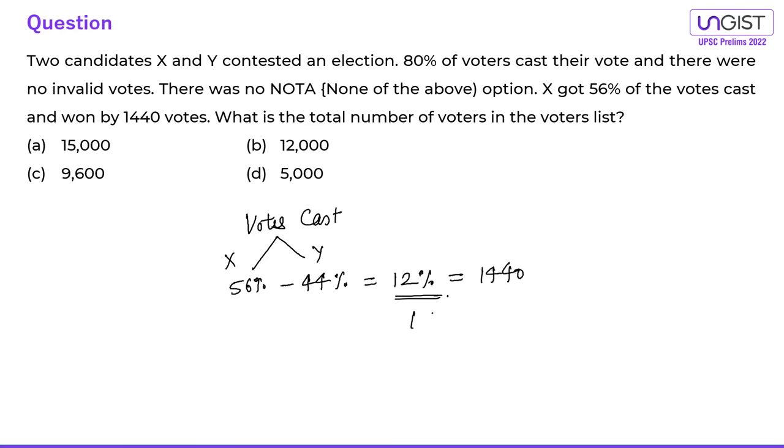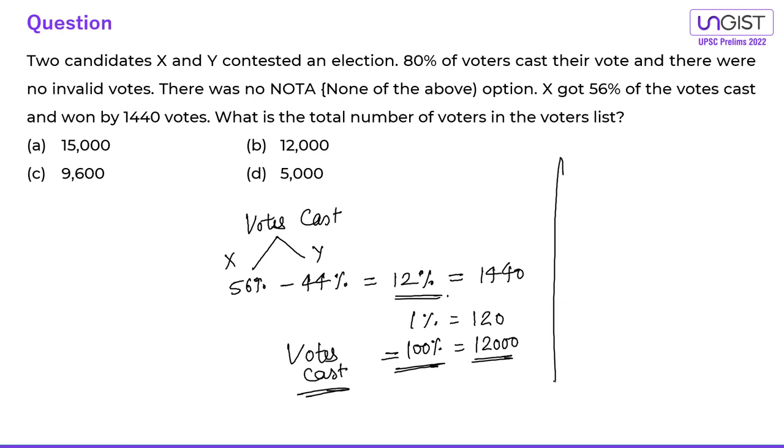Right? So 1% is equal to what? 1% is equal to 120. Then 100% is equal to 12,000. But this is the 100% of votes cast. So total 12,000 voting was there on that day. But 12,000 is not the number in the voters list because total 80% voting was there on that day.